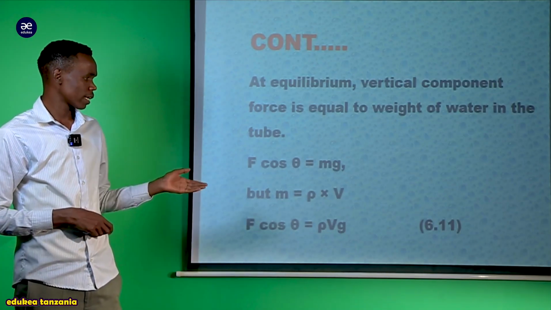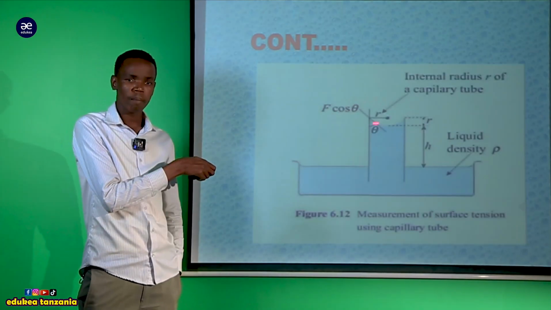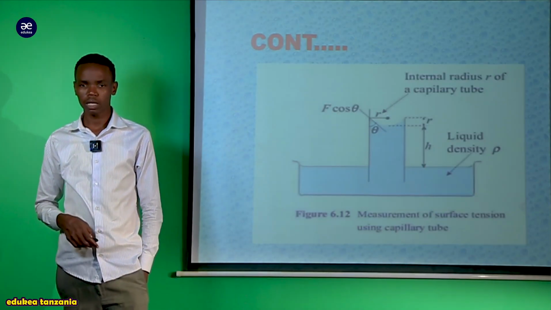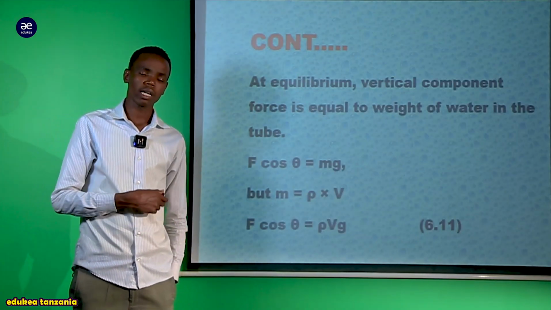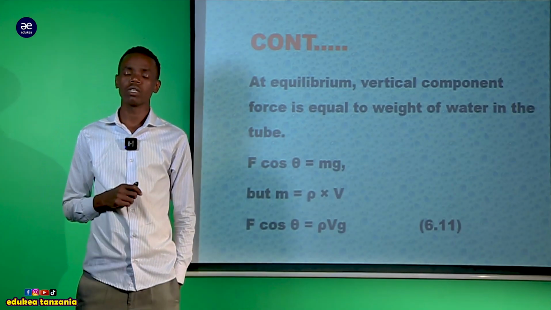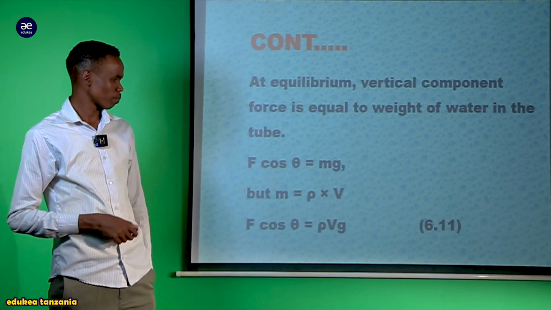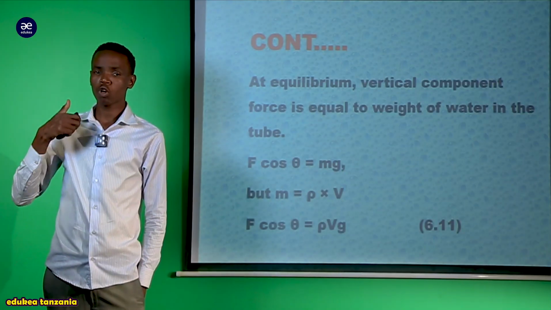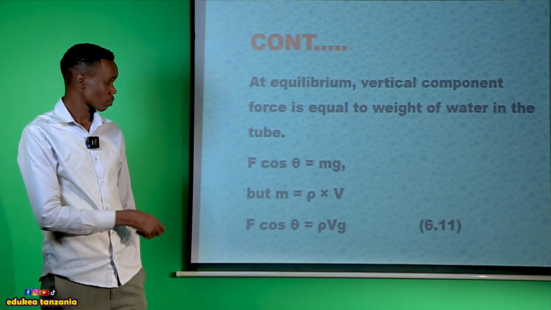Now, we should take it and compare. This vertical component force must be equal to the downward force, which is the weight of the liquid. So in the end we say that the force times cosine theta, where theta means the angle of contact between the surface of the liquid and the surface of the solid, must be equal to mg. This mg means the weight of the liquid, as we have been told here, my lovely students.